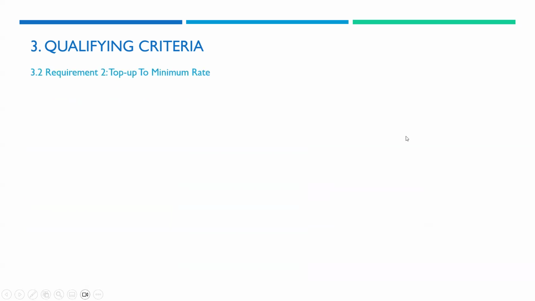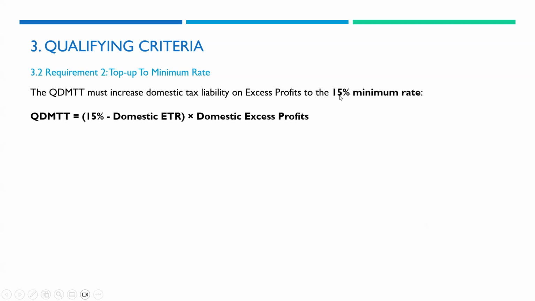Now, the second thing is you have to top up to the minimum rate. Your top-up tax should be at the 15% minimum rate. You can't say, okay, you're imposing 9% corporate taxes, so my top-up tax would be to a maximum of 9%. No, you can't say that. You have to definitely bring it up to the 15% minimum rate. That's very obvious, right? Otherwise, you will not meet the qualifying criteria.